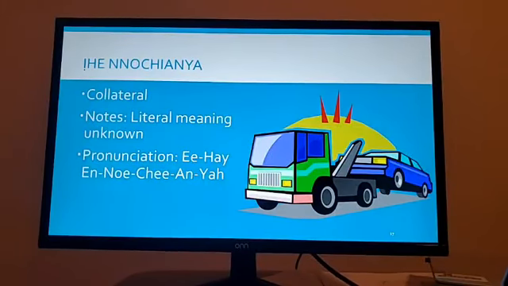Collateral, that which you pledge if you can't pay the mortgage, whatever the case may be, and the bank can repossess it if you don't pay. I don't know how to break that down in its literal sense, but the words for that are Ihe Inno-Chi-Anya, collateral.